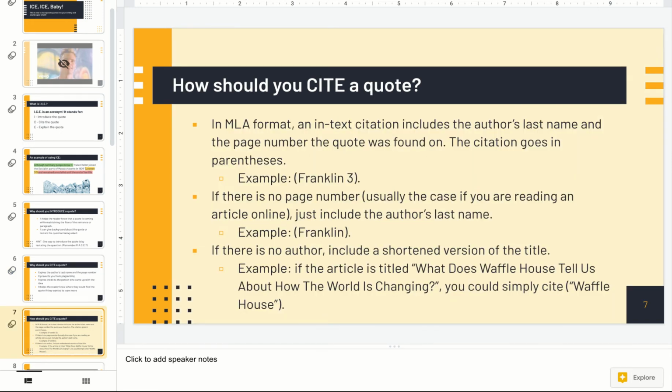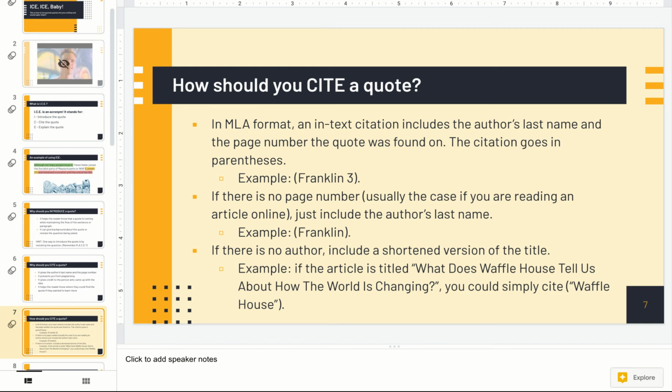In MLA format, an in-text citation includes the author's last name and the page number the quote was found on. The citation goes in parentheses. So for example, (Franklin 3), okay? You'll notice that the period goes after that citation. If there is no page number, which is usually the case if you're reading an article online, then you'll just include the author's last name, so just (Franklin).